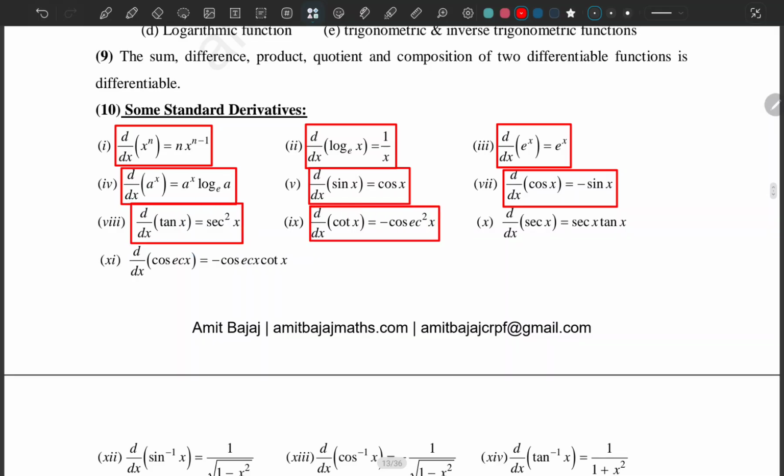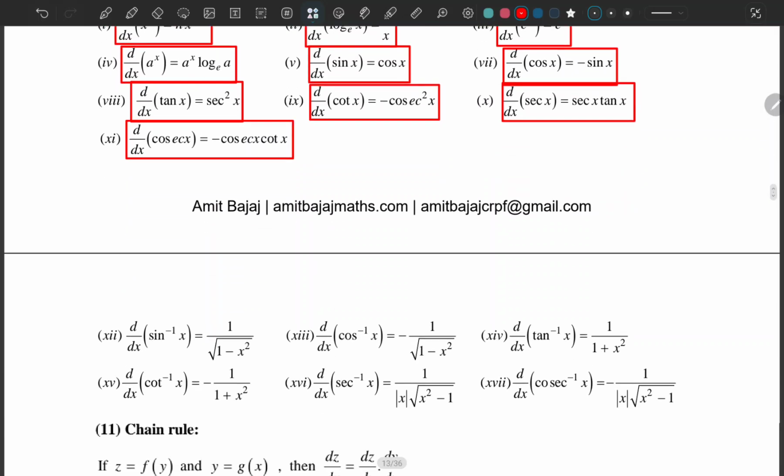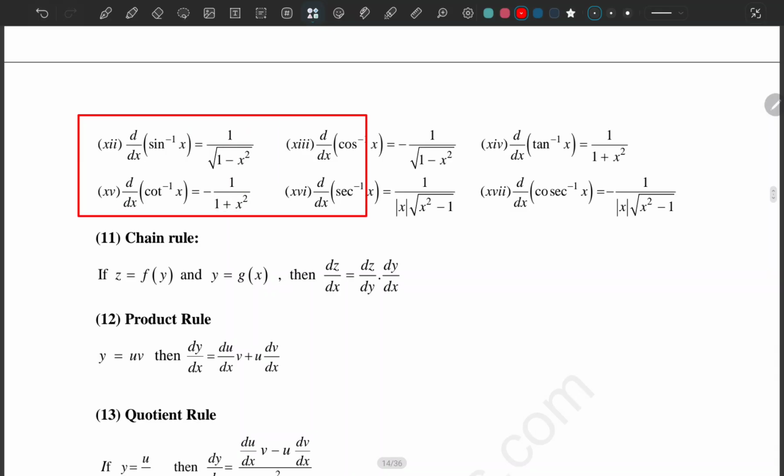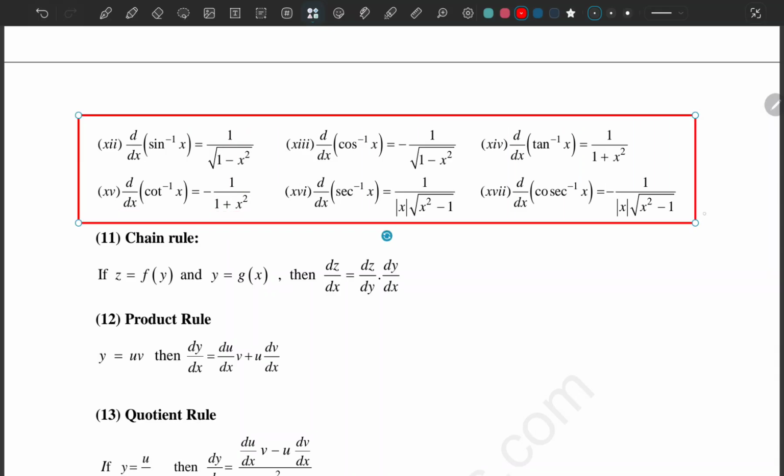The derivative of cotangent of x is minus cosecant square of x. The derivative of secant of x is secant x times tangent x, and the derivative of cosecant x is minus cosecant x times cotangent x. Okay, and if you want, you can remember these, or else we are going to have a look at them in the integral chapter.